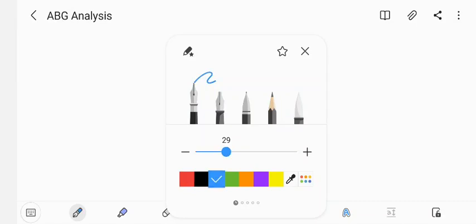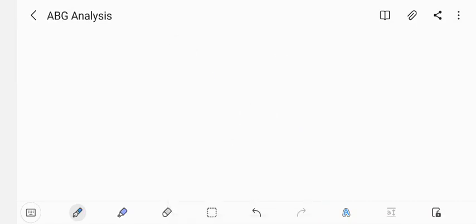Welcome. Today we will talk about ABG analysis. So, what is ABG? It is the arterial blood gas analysis. At first, you have to know how to perform ABG.